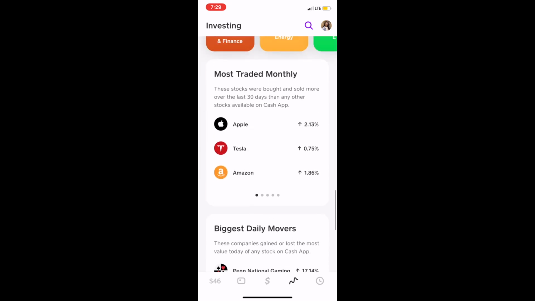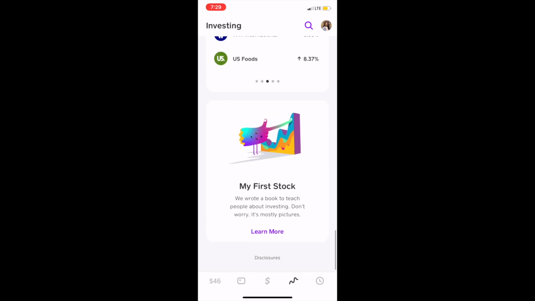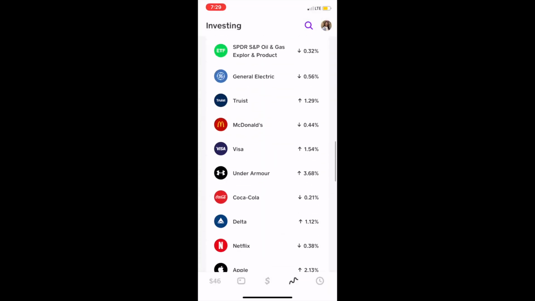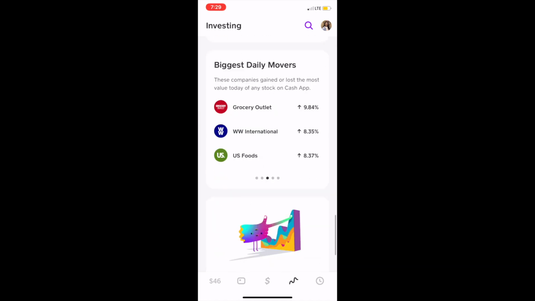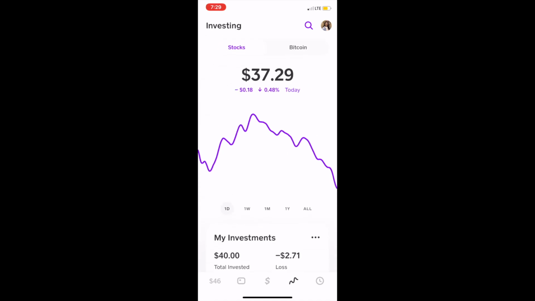Most traded monthly is obviously what is traded the most on Cash App in the last 30 days. The biggest movers, these are the people that gained or lost the most in here. And then Cash App also has this feature where they'll teach you about investing, and it's mostly pictures. And if you click there, then it'll show you the options of how you can view their education tools.